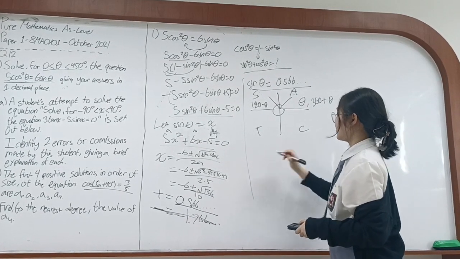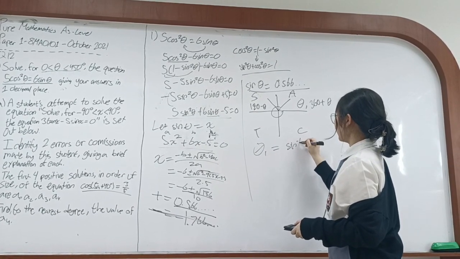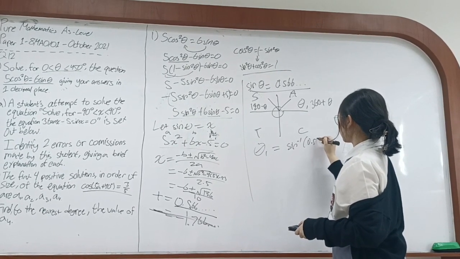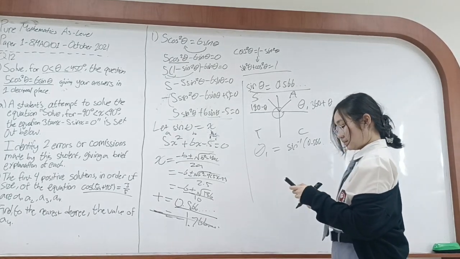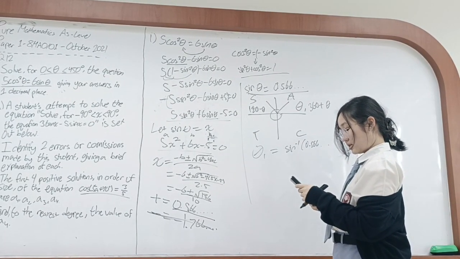So let's find theta first, the first answer, which will be sin inverse of 0.566 and so on. Hold on, let us put this in the calculator.